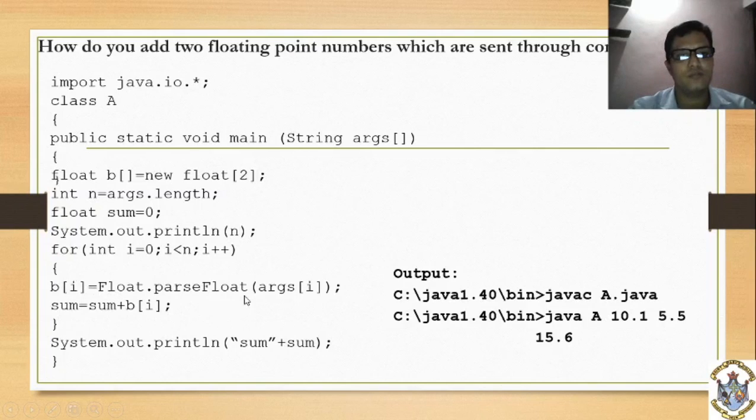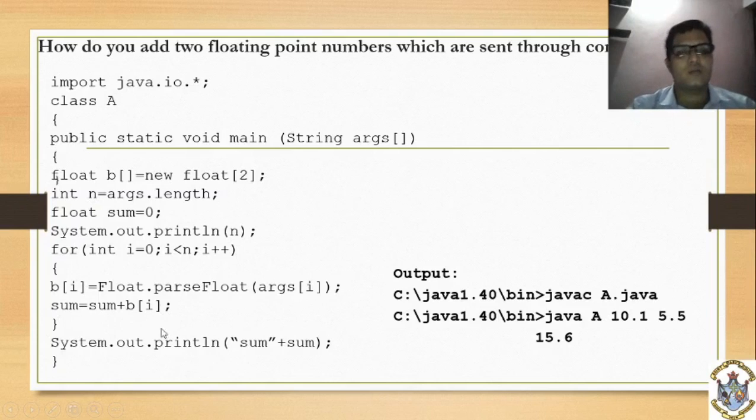Please observe here, Float.parseFloat. Why is it Float.parseFloat? Whatever argument or value you are supplying at runtime is a string. So if you want to convert it into the required data type, you have to use this type conversion. Float.parseFloat is there, and whatever the value is, it will be forcefully converted into float and stored in this location. Next I am processing sum = 0 + b of 0, whatever the value it is.